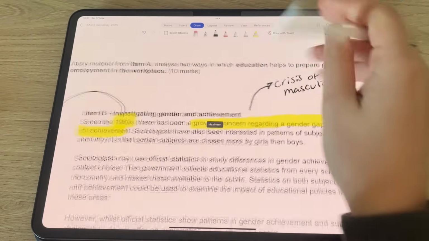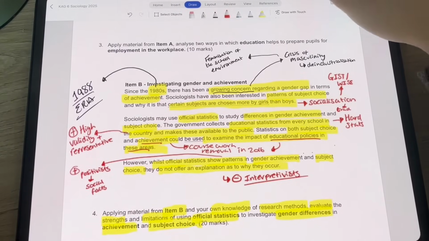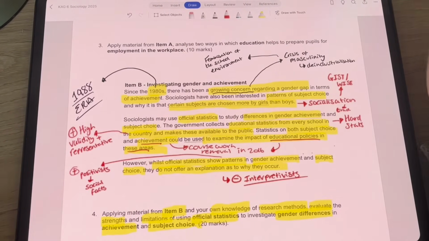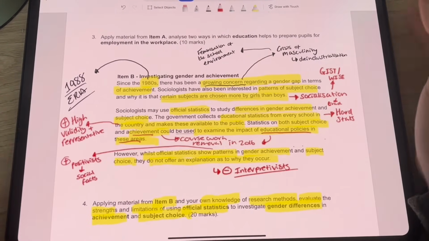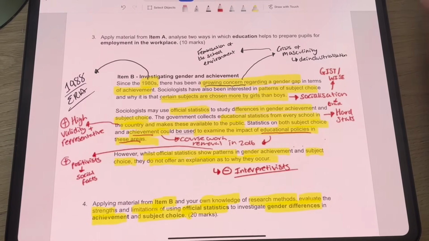Why does it not want to work? Right, I apologise. I had to do that off camera because it just kept going wrong. I think it's because it's on a Word document and they're not the best.